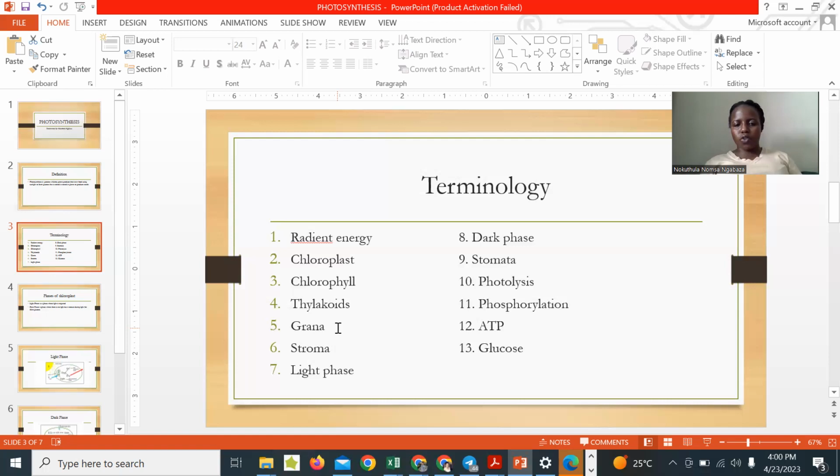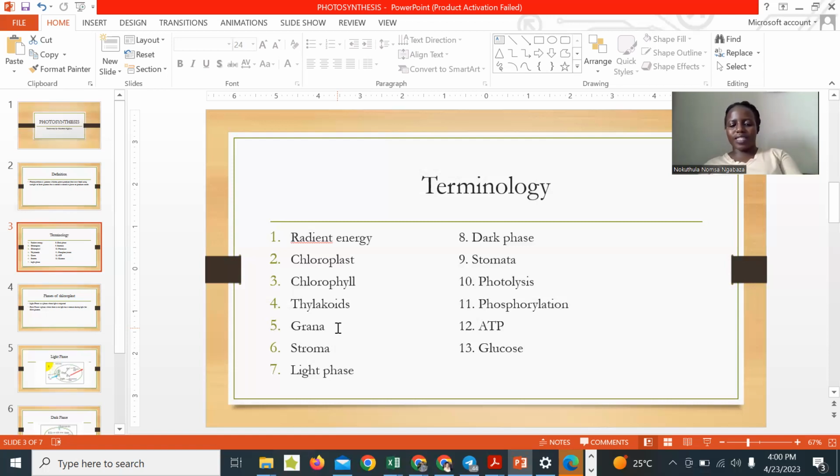We have our sixth term, which is called the stroma. The stroma is also a part of the chloroplast where your dark phase is going to occur. So someone might be asking, what is the dark phase again? The dark phase is the stage of photosynthesis that does not require light, but it occurs during the light phase in order for it to form or produce the glucose.